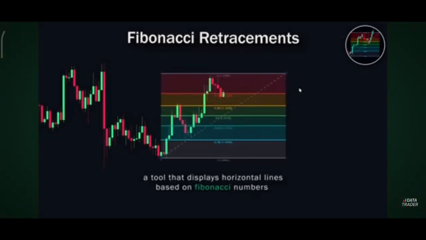It displays horizontal lines based on the Fibonacci numbers. These lines could then be used as key support and resistance levels.